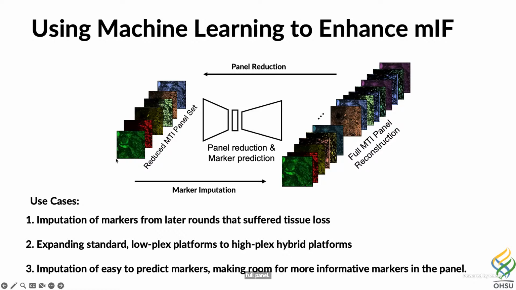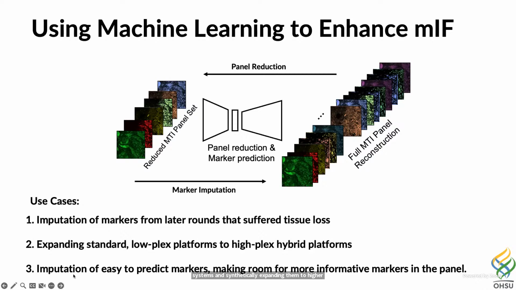So if we can do this, then we can have three immediate use cases. The first is we can address the data missingness problem of where there's tissue loss in later rounds. We can impute those stains and address the data missingness issue. And then the second use case can be the potential to democratize higher plex systems by taking lower plex systems and synthetically expanding them to higher plex systems by conducting the staining in silico.